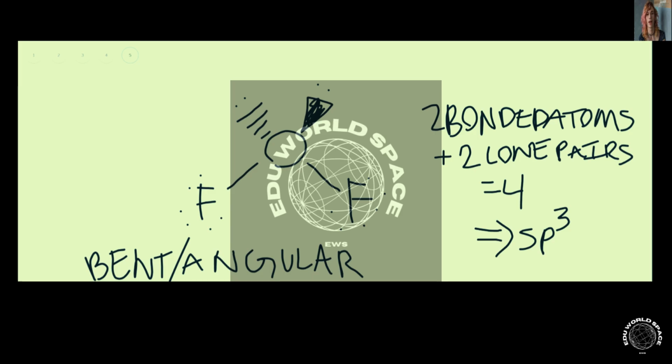And how do we figure out the hybridization? Well, we have 2 bonded atoms plus 2 lone pairs of electrons equals 4. A hybridization of 4 is equal to sp3. So we have an sp3 hybridization on our oxygen atom here.